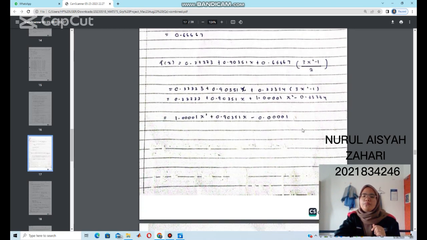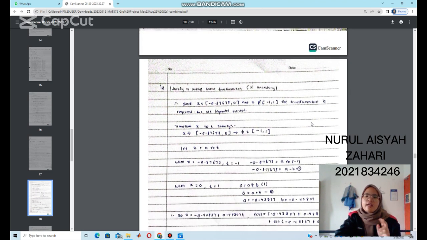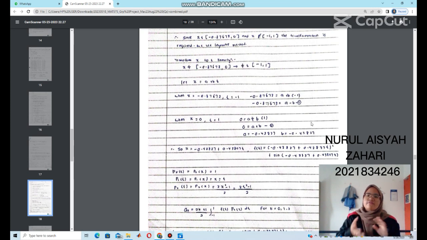So we go to the second question, which is to identify a suitable linear transformation if necessary. So I need to transform x to t linearly. First, I change t equal to -1, and I got equation 1. Then I change t equal to 1 to get equation 2.